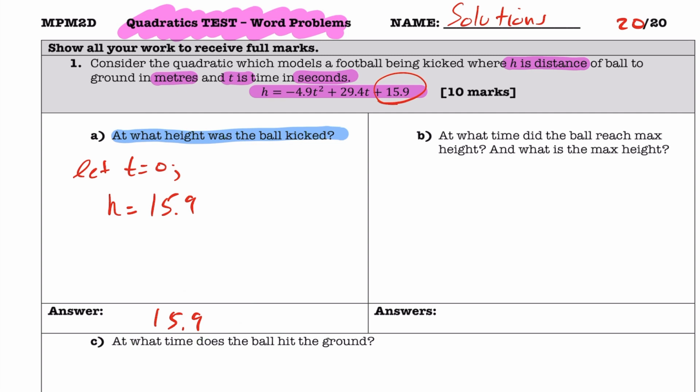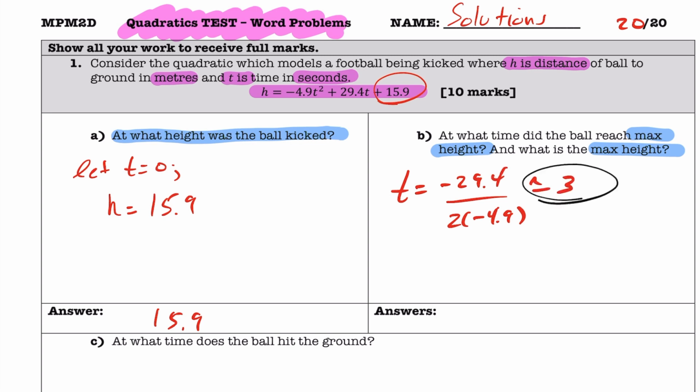So moving on here, they're asking us what is the max height of the ball and what time does that happen at. So again, when you're in standard form, we know that max height happens at negative b over 2a. So in this case, my t value is going to be negative 29.4, that's my b value, over 2 times a, which is 4.9. This comes out to be exactly 3. And just a note here, that was 29.4. I ended up getting 3 seconds. So max height happens at 3 seconds.